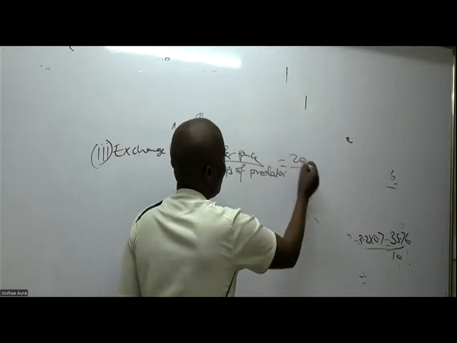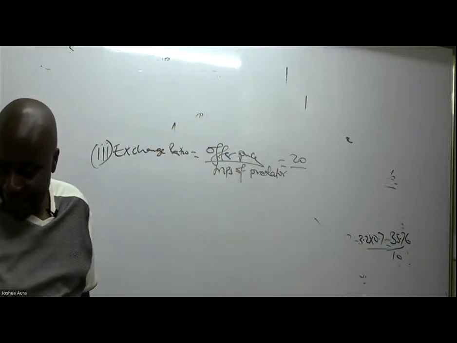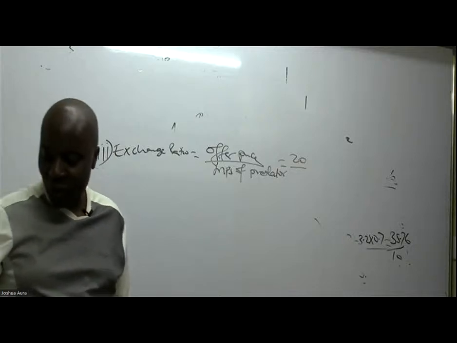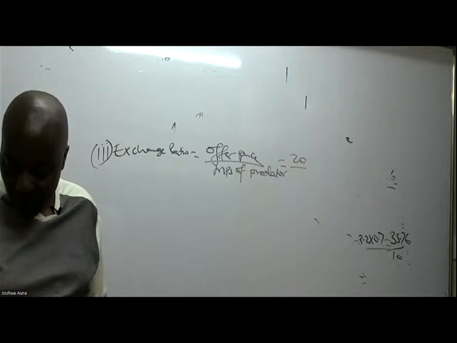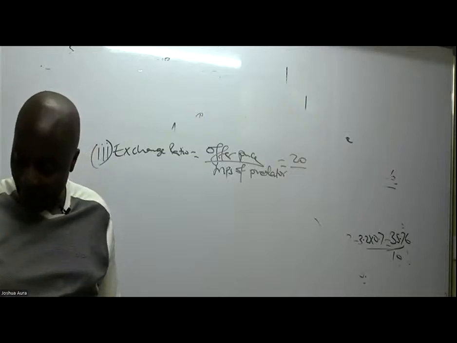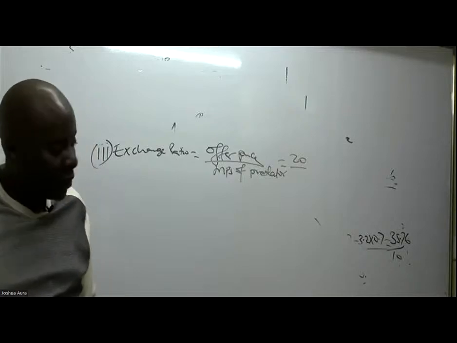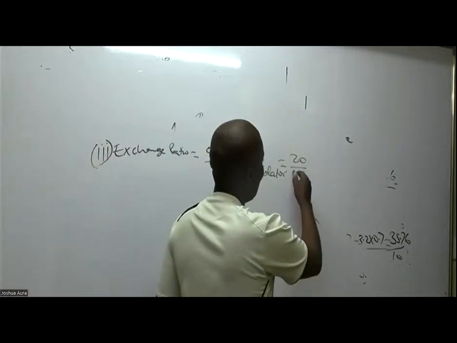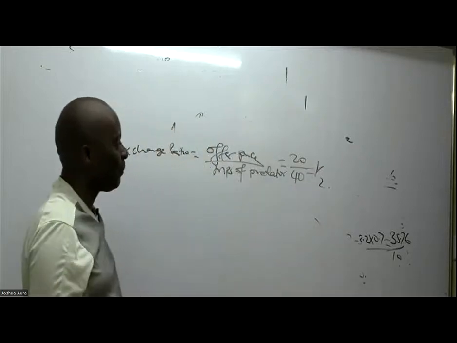The offer price is 20, if the two companies settle on a price of 20. And then we have the MPS. MPS of the predator is 40. So 20 over 40, you can say it's half, or first say 0.5, a fraction.